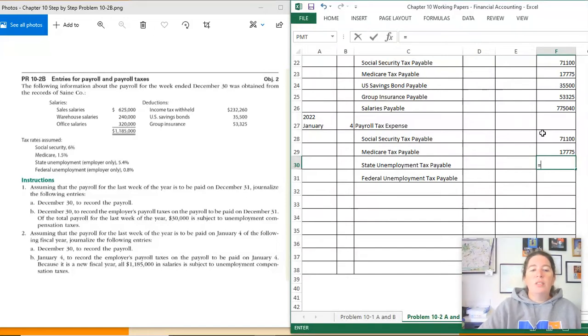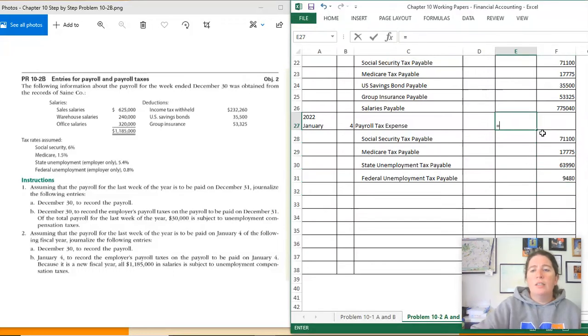Our textbook told us that the entire amount of payroll, $1,185,000, is subjected to these unemployment taxes. My state unemployment tax rate is 5.4%, so 0.054. So I get a total of $63,990. And I'm going to do the same thing for federal, but with the federal rate, so $1,185,000 times 0.008. I get $9,840.